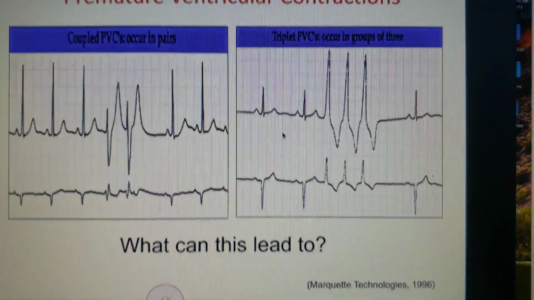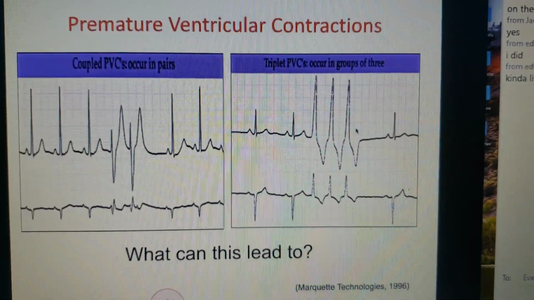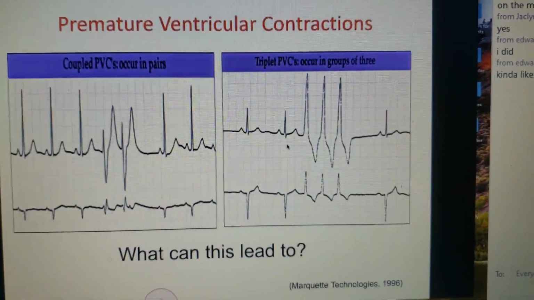What does that lead to? What ends up if we don't fix that problem? What happens to the person? What do you think will happen to them?